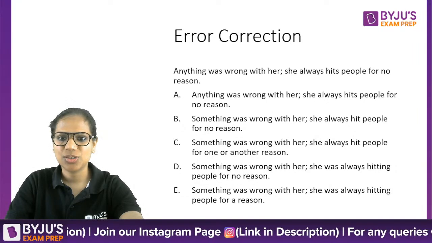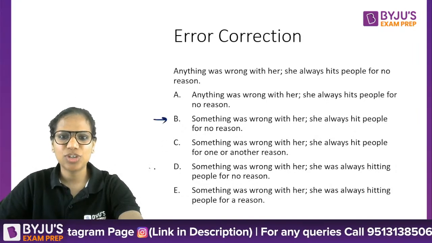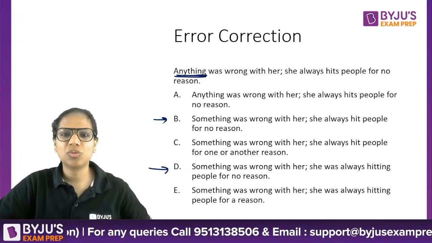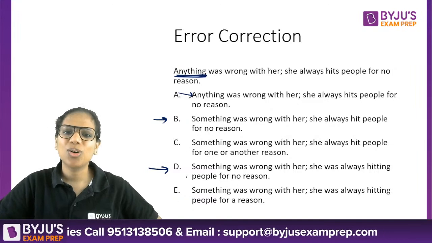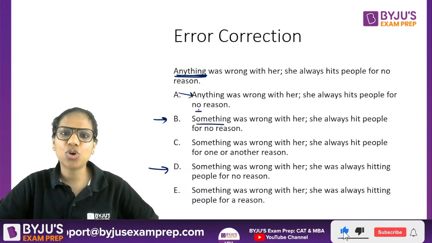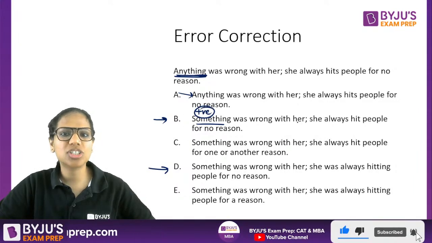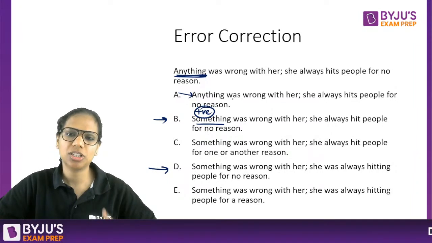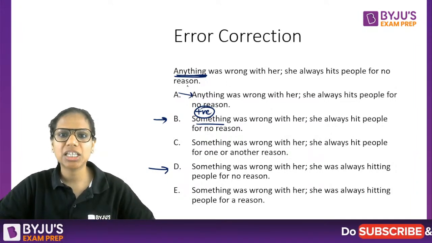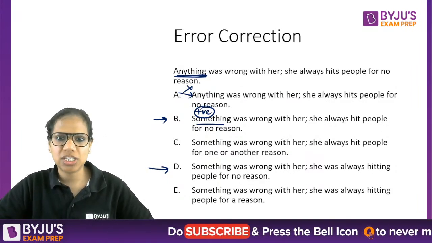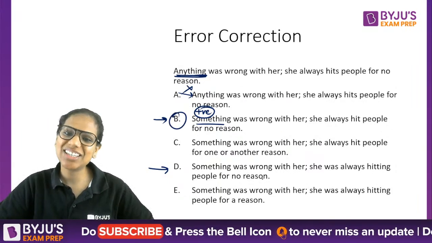So this basically you've narrowed down to these two options. This was just a repetition of the previous one. That's why I didn't include it in all of the options here from B to E. It should be something, right? We just saw that in positive sentences we should put something. So I'm saying it in a positive sentence that yes, something is wrong with her. Something was wrong with her. Right? So eliminated. Now she always hit people for no reason, or she was always hitting people for no reason.